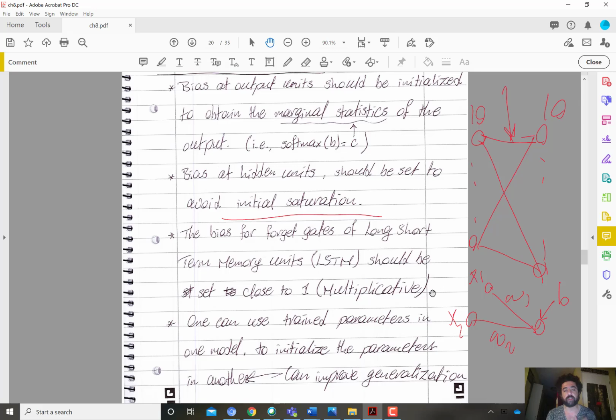Another choice for bias parameters, and it applies also to weight parameters, is that one can use trained parameters in one model to initialize the parameters in another. So a typical strategy is to train a simple model first, and then use the parameters in this model to initialize a more complex model. One strategy related to this that we will discuss in detail at the end of this section is supervised pre-training. And the advantage here is that it can improve generalization.